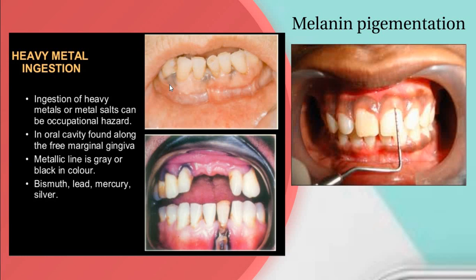So also lead causes bluish red or deep blue linear pigmentation of the gingival margin, and also exposure to silver causes a violet marginal line accompanied by diffuse gray discoloration throughout the mucosa.